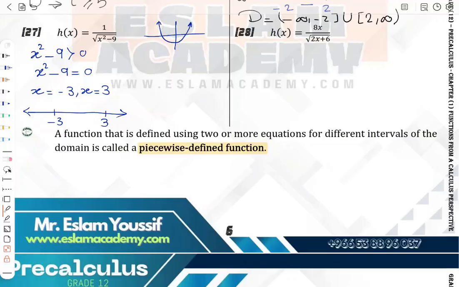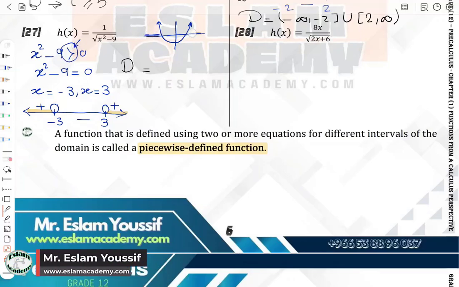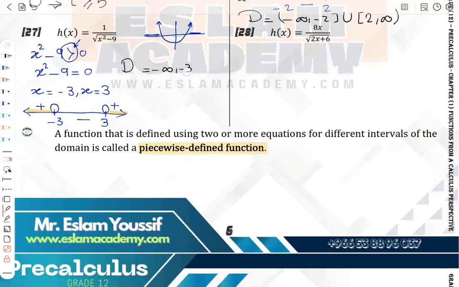So the part before negative 3 will be positive. Between negative 3 and 3 will be negative. After 3 will be positive. Now negative 3 and positive 3, both of them are open because it's more than only. So for the domain, we just shade the solution: the part before negative 3 and the part after 3. Because we need more than 0, it means the part above the x-axis. So the domain will be from negative infinity to negative 3, both of them open, union from 3 to positive infinity.